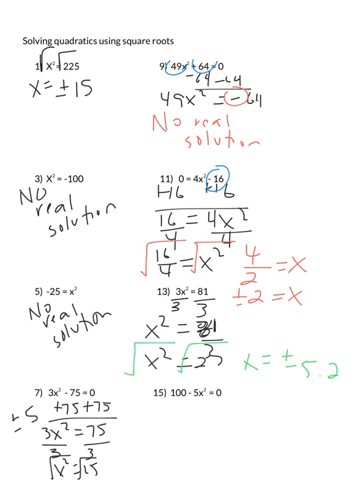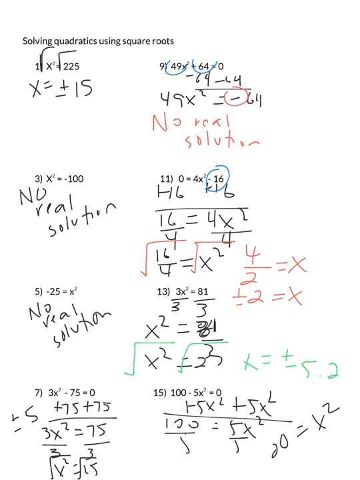Last one, add 5x squared to both sides. 100 equals 5x squared divided by 5. 20 equals x squared. Take the square root of both sides. You have plus or minus 4.47 equals x. And this is how you're going to solve quadratics using square roots.